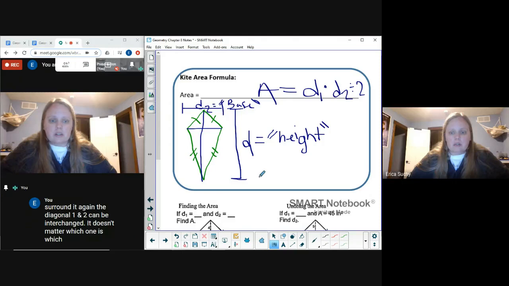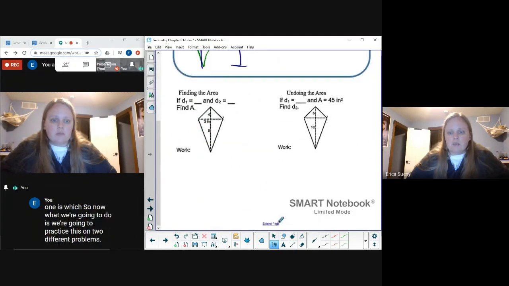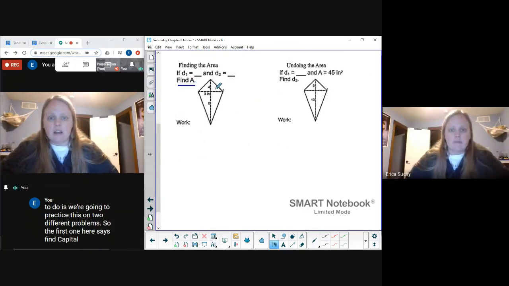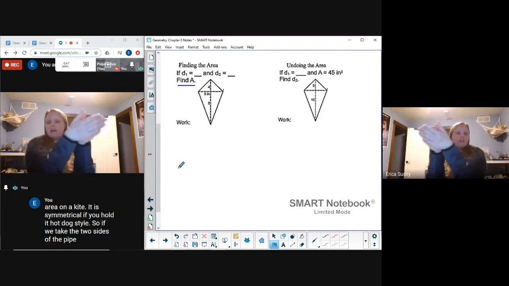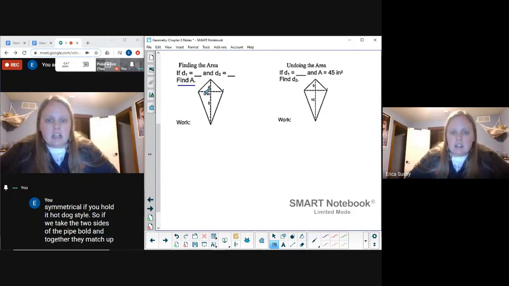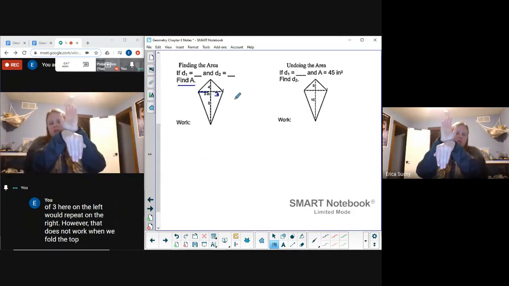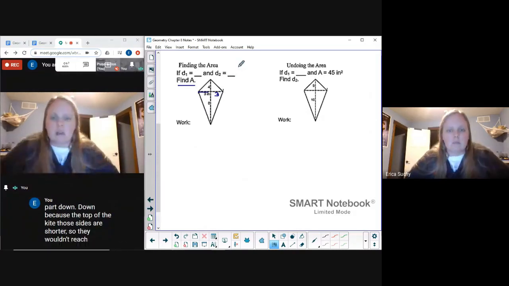So now what we're going to do is we're going to practice this on 2 different problems. So the first one here says find capital A, which means find the area. On a kite, it is symmetrical if you fold it hot dog style. So if we take the 2 sides of the kite and fold them together, they match up perfectly. So this length of 3 here on the left would repeat on the right. However, that does not work when we fold the top part down because the top of the kite, those sides are shorter, so they wouldn't reach all the way down to the bottom of the kite.